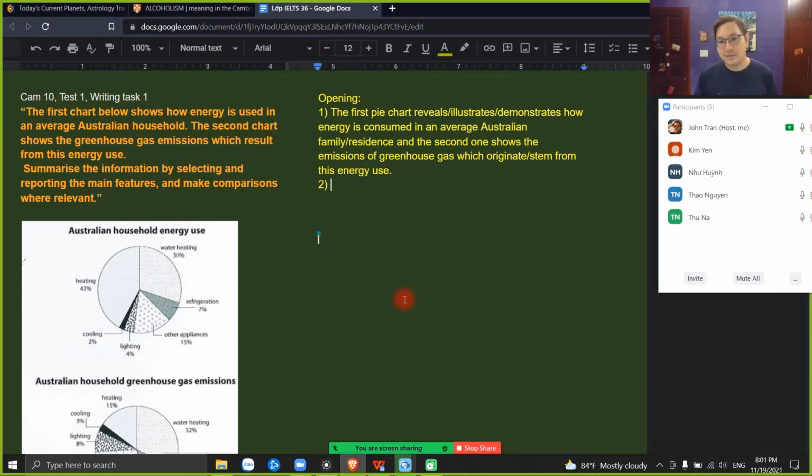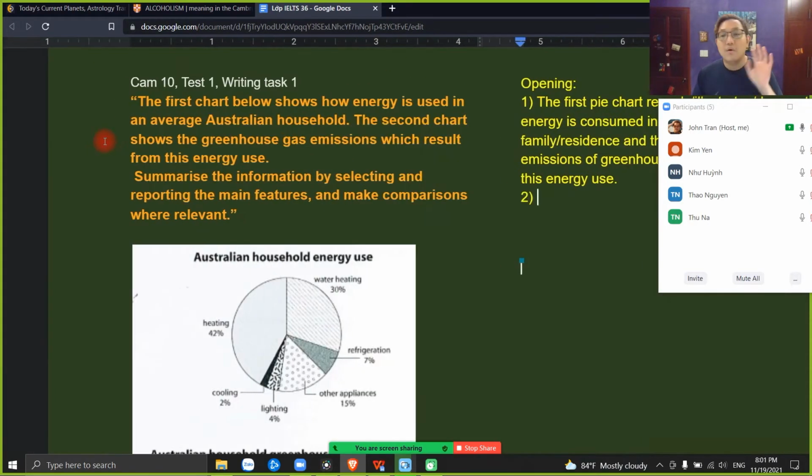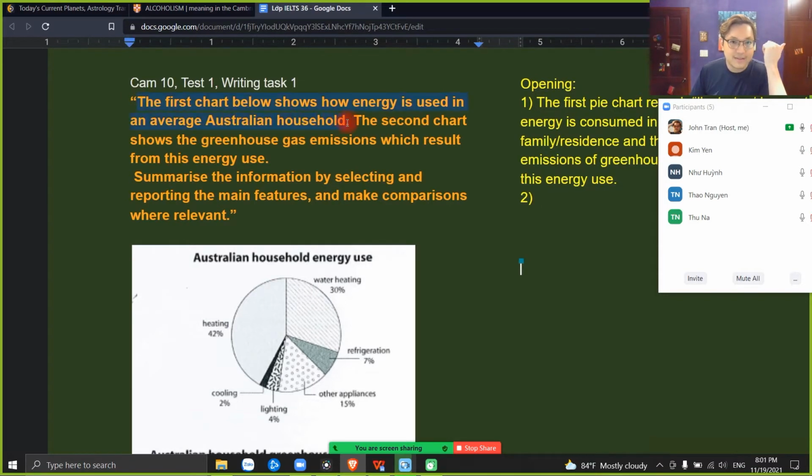Now, when you use passive voice, you need to identify in the essay title what is the subject, the main verb, and the object. Để mà dùng thể bị động thành công, mình phải xác định được là cái chủ ngữ chính, cái động từ và cái tân ngữ, cái object chính của cái câu đó nằm ở đâu. So first thing first, let's look at this sentence. Can you identify what's the subject here? Chủ ngữ các bạn. Câu này chủ ngữ là gì? The first chart. Very good. What's the main verb? Show. Very good. What is the object here? Energy used in an average Australian household. Tất cả mấy cái còn lại này nó chính là object. All the other remaining things are object.